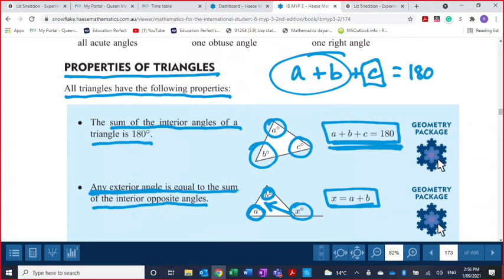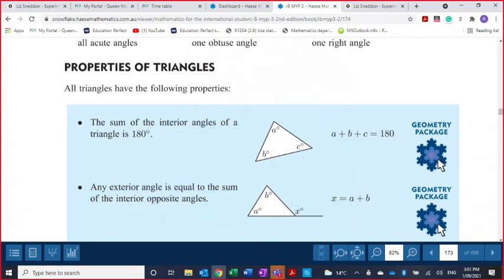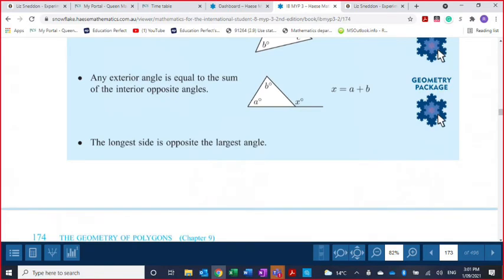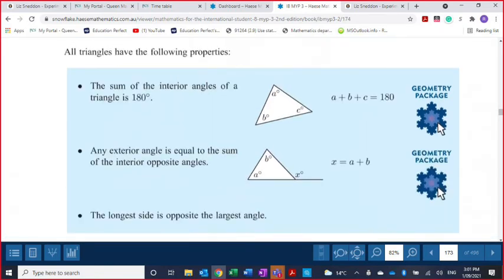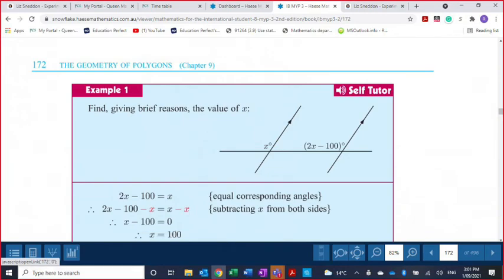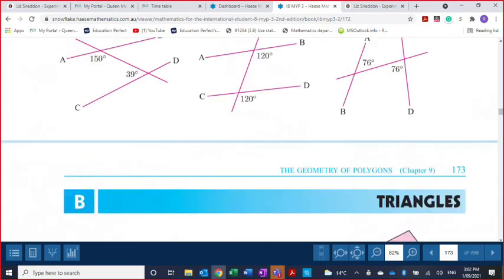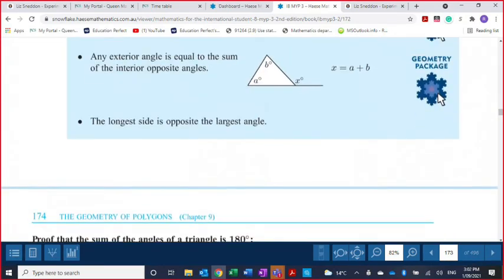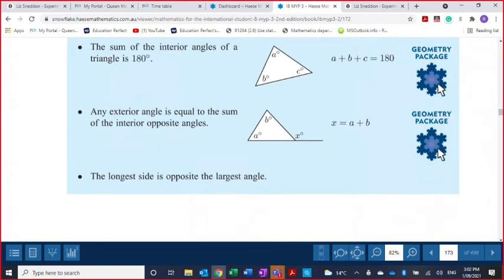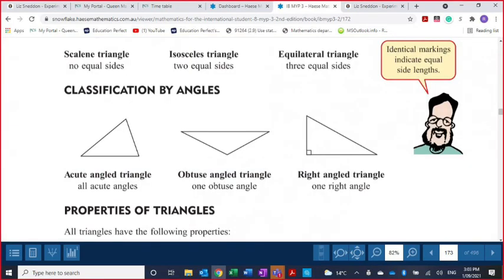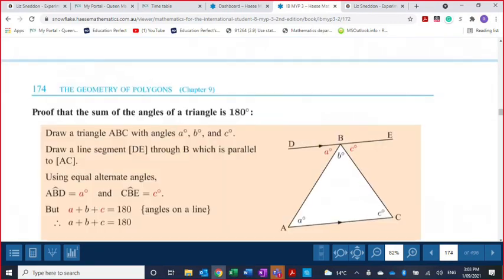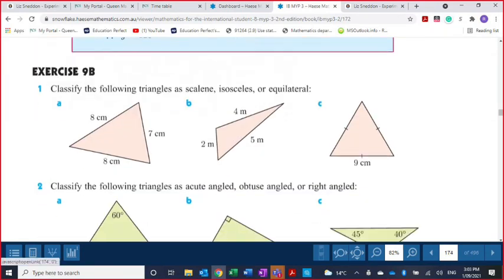Okay, and we'll practice these so that you can get a little more practice. And the longest side, and this is just a fact about it, the longest side is always opposite the largest angle. So take a minute to write that. So let's pop down to the exercises and see how some of these properties come into play.